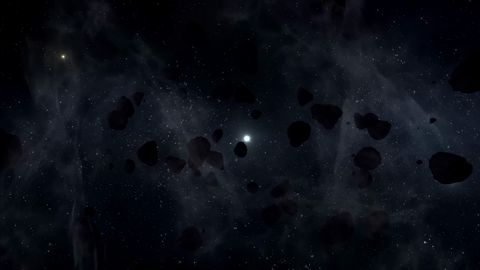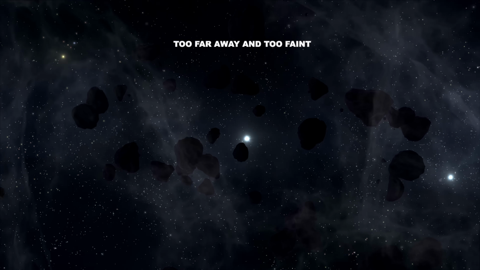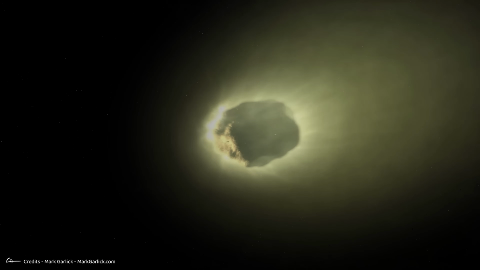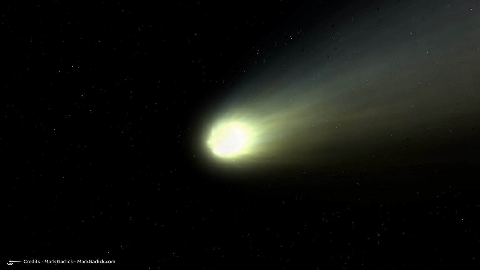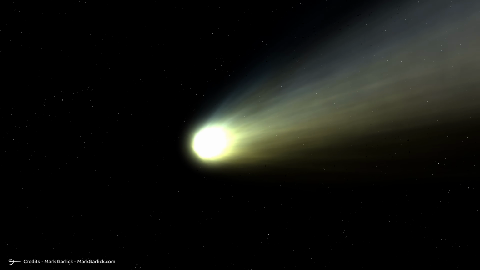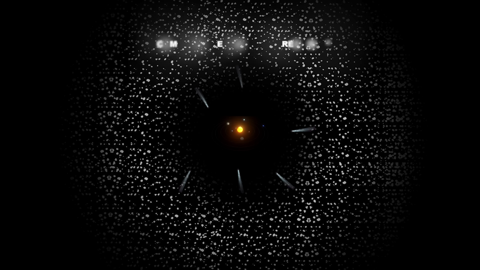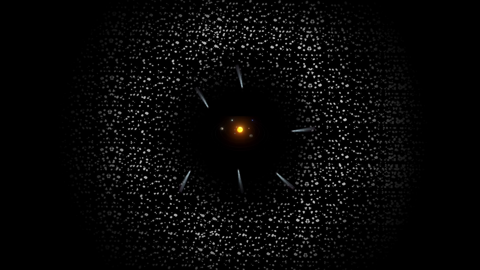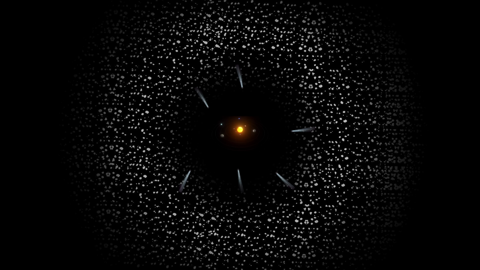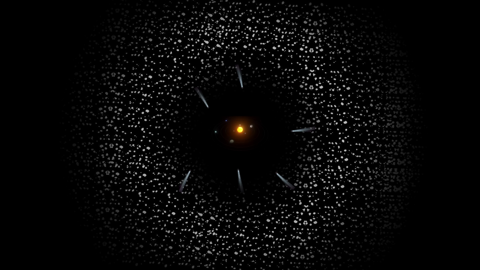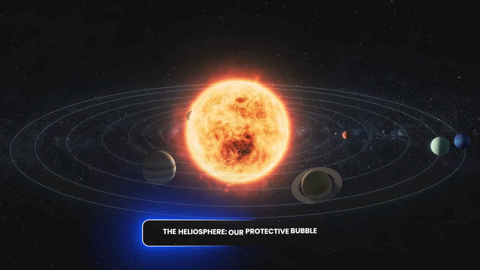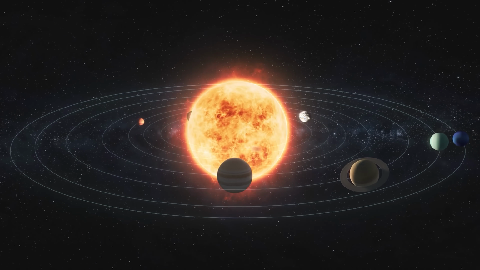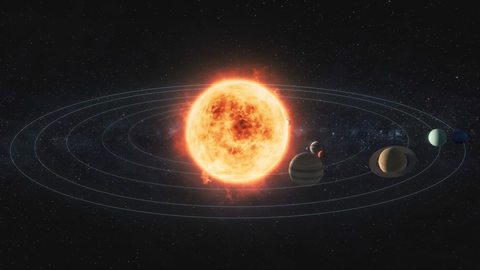We've never directly observed the Oort Cloud. It's too far away and too faint. But we know it exists because of long-period comets. These comets take thousands or millions of years to complete one orbit, and they come from all directions, not just the flat plane of the planets. That spherical distribution is the signature of the Oort Cloud. Closer to home, there's another structure that surrounds us in every direction, including above and below the ecliptic.